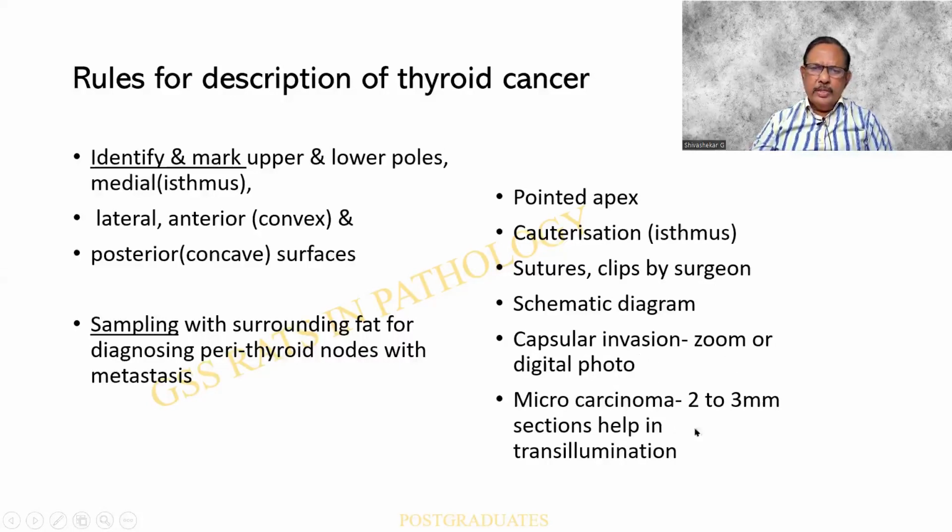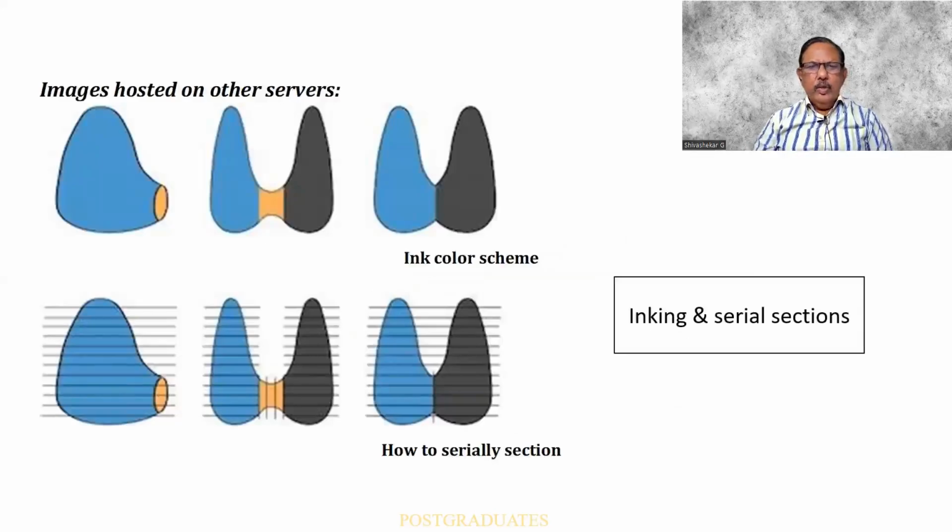I'll show you one of the pictures again. Microcarcinoma, you'll have to do it at a lesser thickness of 2 to 3 millimeters. Look at this particular picture. There is an inking that has been done. Probably there is a lesion over here, and this is the one with the isthmus. Here also an inking will have to be done to say that this is from the isthmus as such.